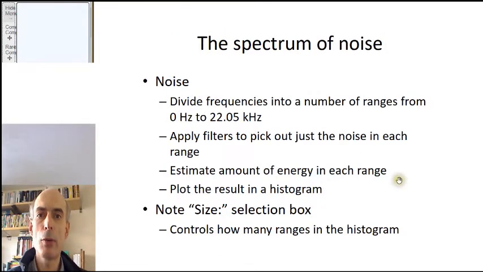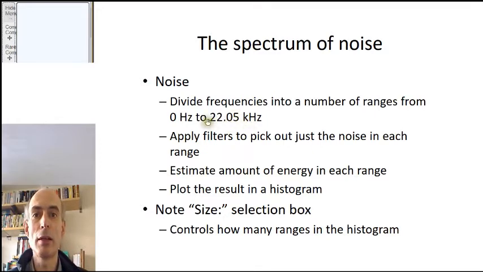You can plot the amount of noise power in all of these different frequency bands on a graph. And that graph is known as a power spectral density graph. You do it by first dividing the frequencies into a number of ranges between typically 0 and 22.05 kilohertz, because that is half of the standard CD audio sampling rate of 44.1 kilohertz, and therefore it's the maximum frequency that can be analysed by any system sampling at 44.1 kilohertz.